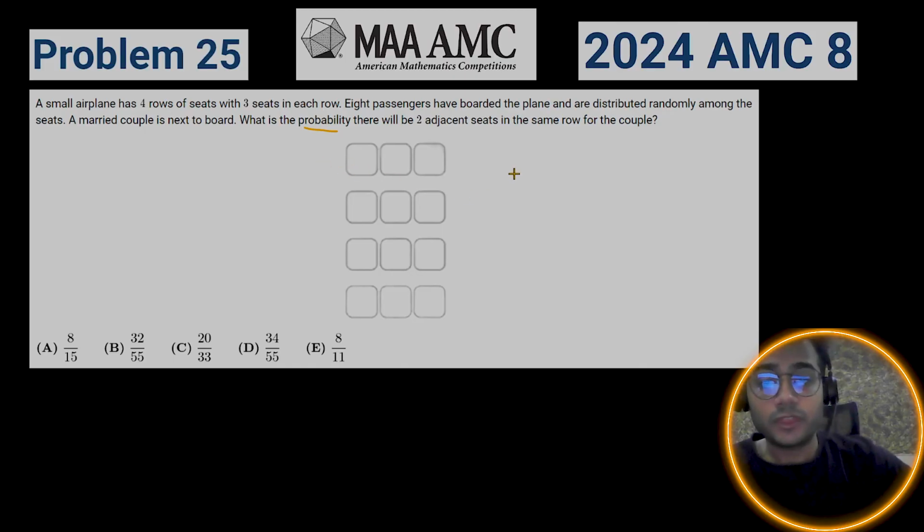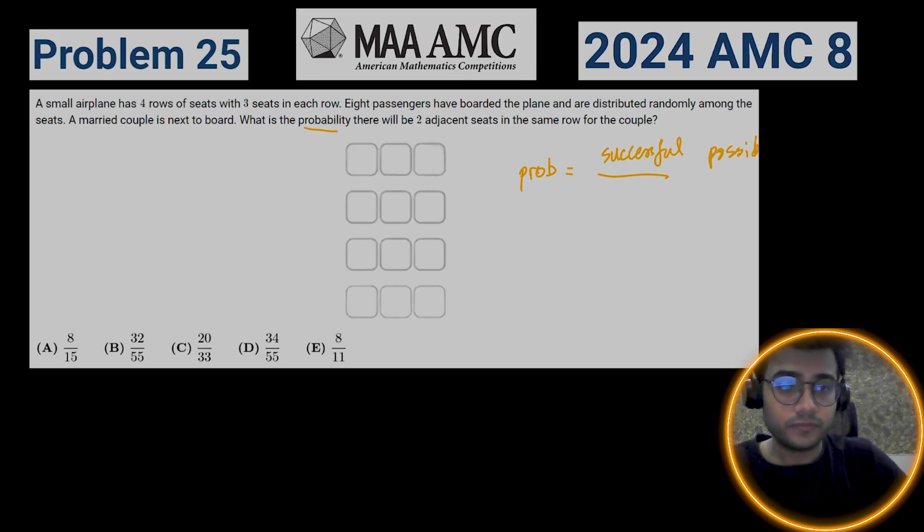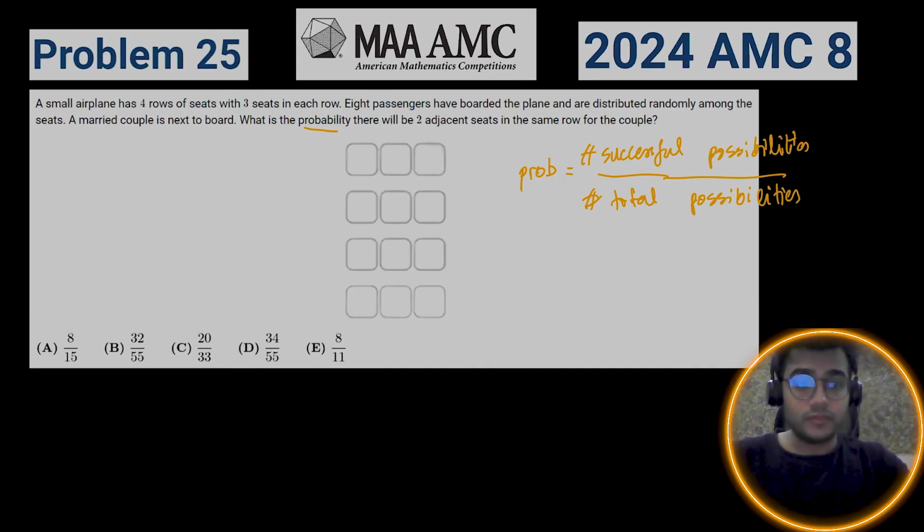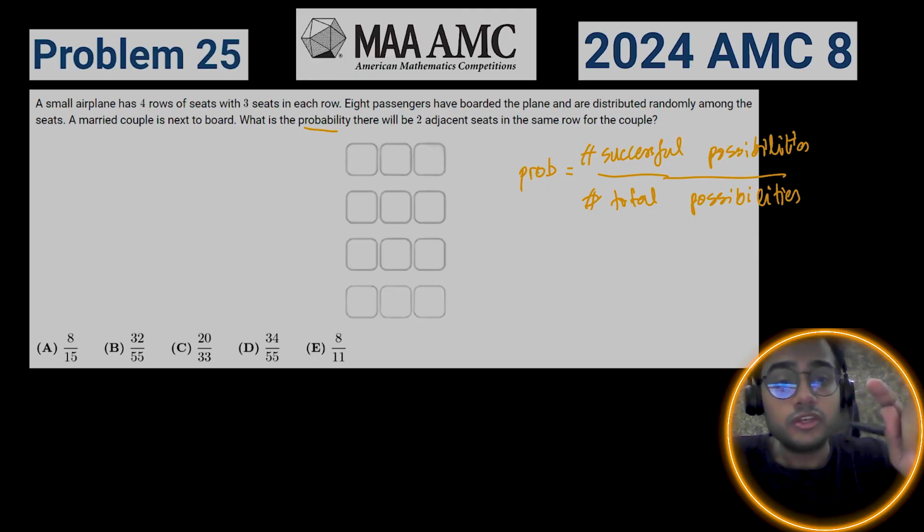Now, first off, whenever they talk about probability, you know that there is only one formula at play. Probability is always going to be successful possibilities over total possibilities. That is always going to work out. So let's figure out the total number of possibilities. If you figure out the total number and the successful, you will be able to solve the problem.